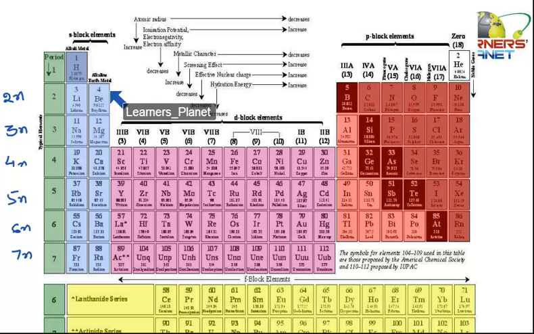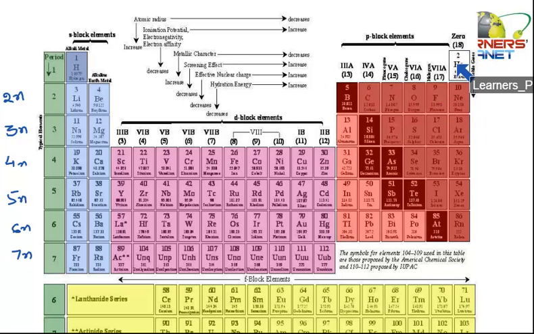Now moving to the right hand side, what are they? Boron, carbon, nitrogen, oxygen, fluorine. These are non-metals. These are also called p block elements. We'll discuss later why they are called so. So these are all p blocks or the non-metals. And you are the 0 group.